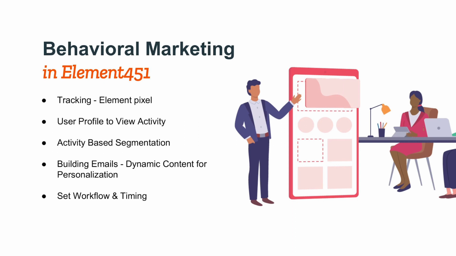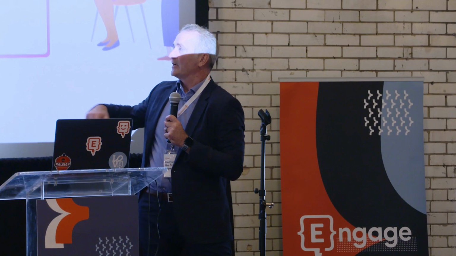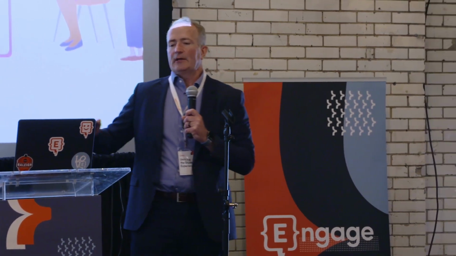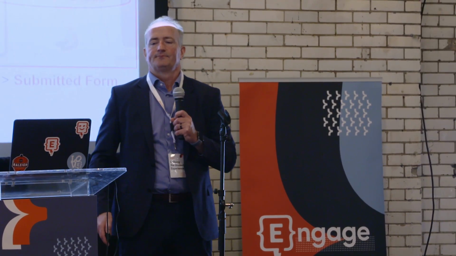So what are the components of it? We've got our Element Pixel, which is a little piece of code we drop in. Use Tag Manager for that. We have the user's profile that shows us that activity. So if we are talking to someone, we can know if they're active on our site or they're a hot prospect. They've been checking out a ton of pages. We can segment groups based on their activity. Like, say, this group's really interested in business. We know that because they've been checking out our business pages. We can build emails with dynamic content. And we can set workflow and timing based on those.